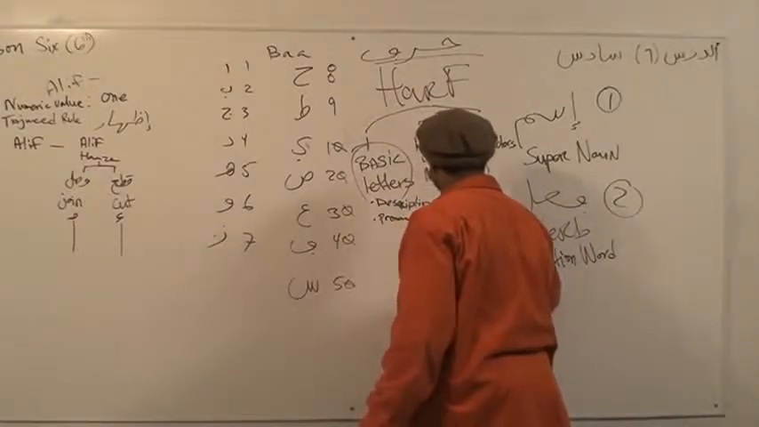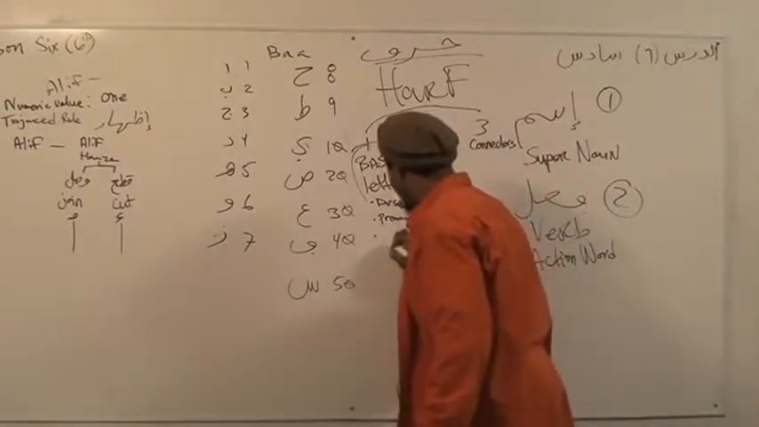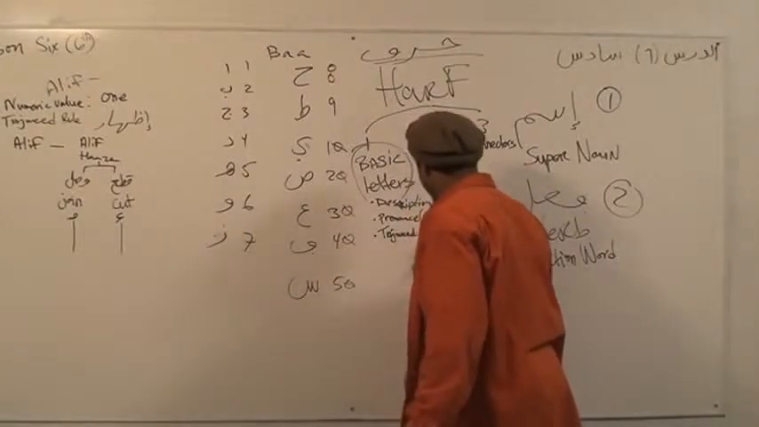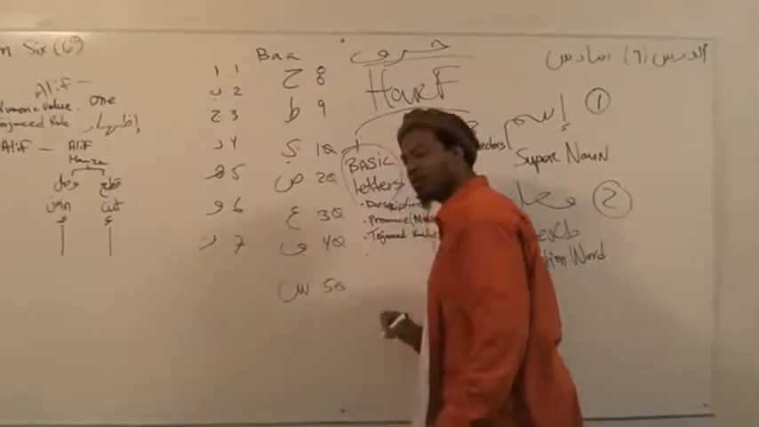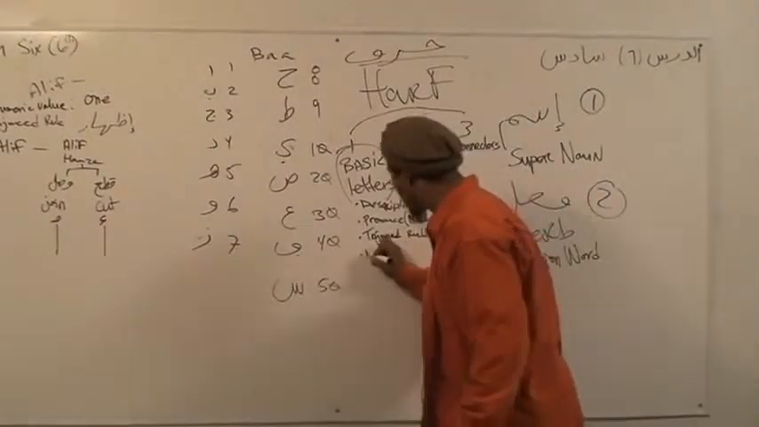The makhraj of every letter. Yarhamakumullah. Then we have to know the tajweed rule of every letter, right? What else do we have to know? We have to know the numeric value.